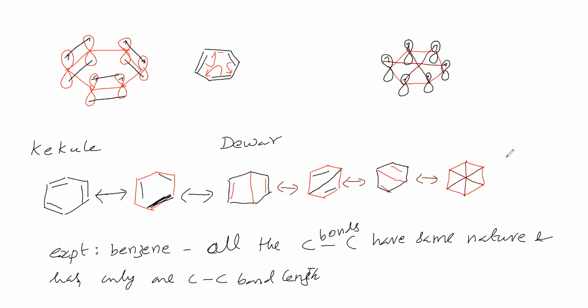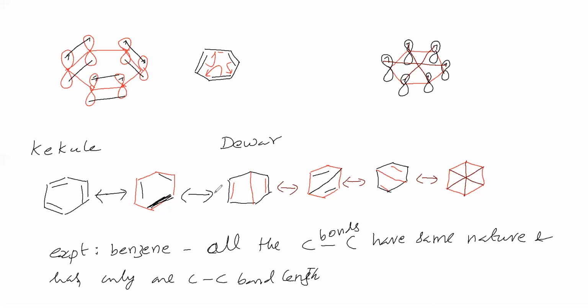So, then these structures are not actual structures of benzene. These structures do not explain the experimental fact about benzene. So then what is the actual structure of benzene? For which we will take these structures, and from these structures, let us try for the actual structure of benzene.